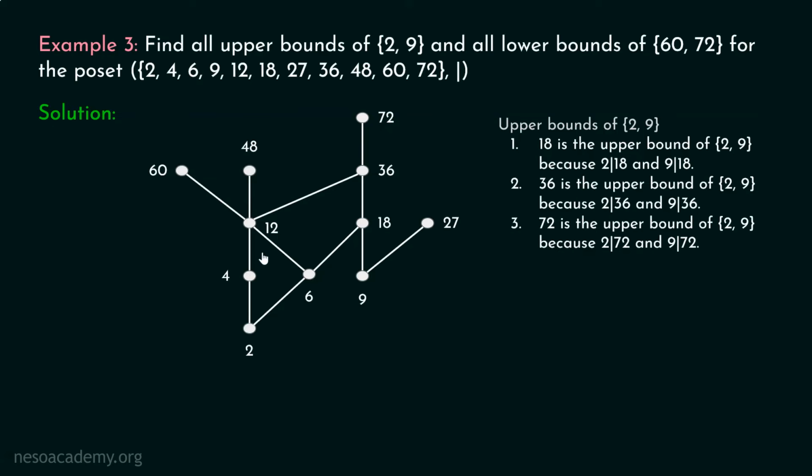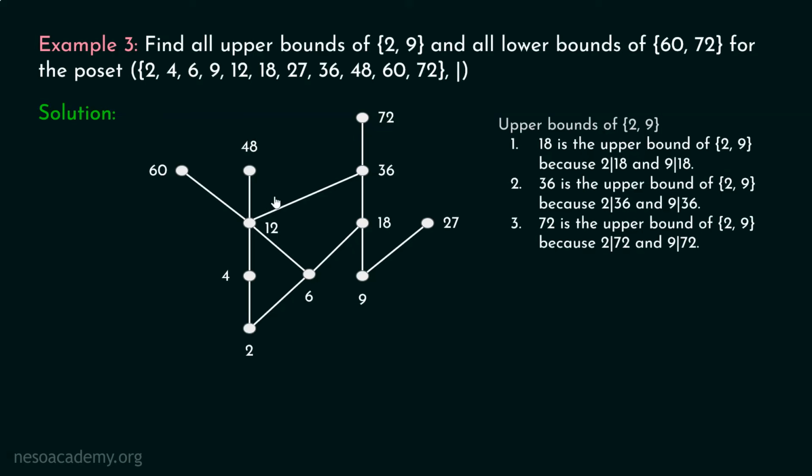None of these are divisible by 2 and 9 at the same time. You can see that 4 is divisible by 2, but 4 is not divisible by 9. 12 is divisible by 2, but 12 is not divisible by 9. 60 is divisible by 2, but 60 is not divisible by 9. 48 is divisible by 2, but 48 is not divisible by 9. It is clear that there must be a path from 2 to a particular element and 9 to that element. Then only we can say that element is an upper bound of 2, 9, right?